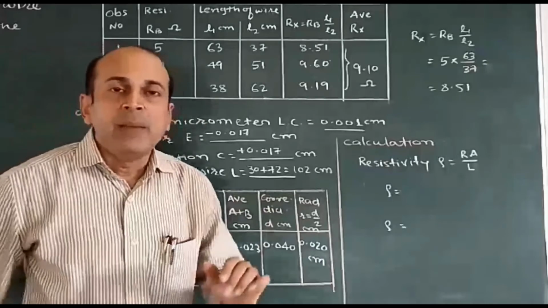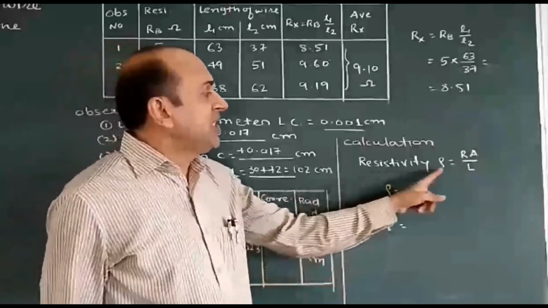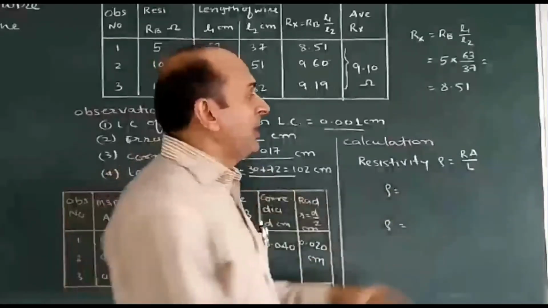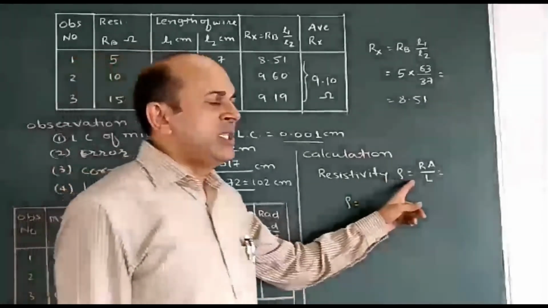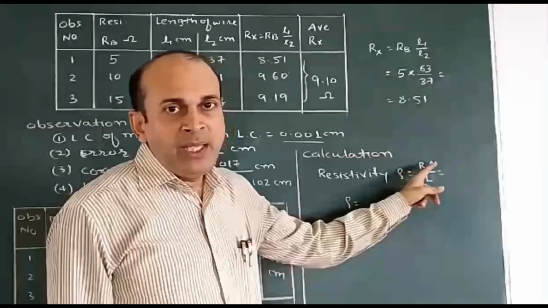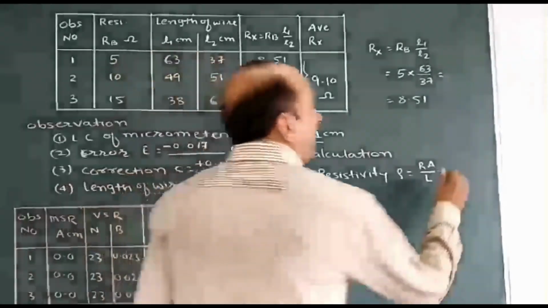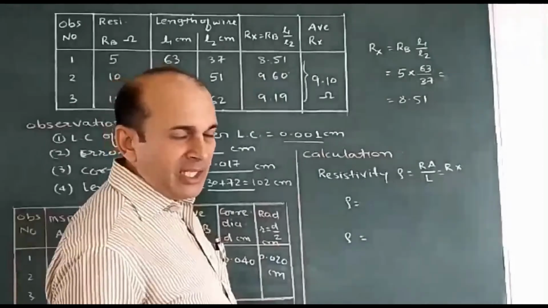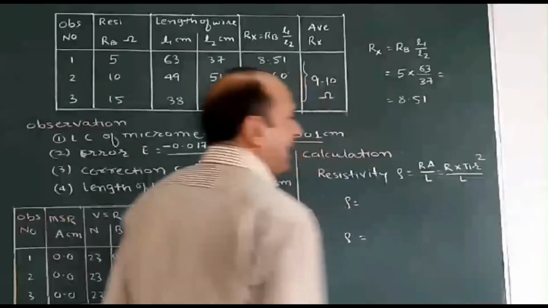Now let me measure the resistivity of the material. First, resistivity rho is equal to R A upon L. Here R means resistance, so resistivity rho is equal to R into A by L. R is resistance, A means the cross section area of the wire, and L is the length of the wire. So R, resistance, into cross section area, which is pi r square, upon L, where L means the length of the wire.